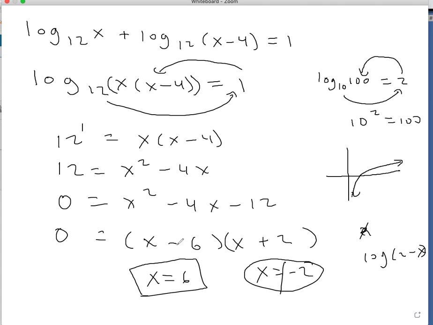And like I said, it could be that this didn't factor and you had no solutions. One of these could work or they could both work. It's just kind of how the quadratic solves.